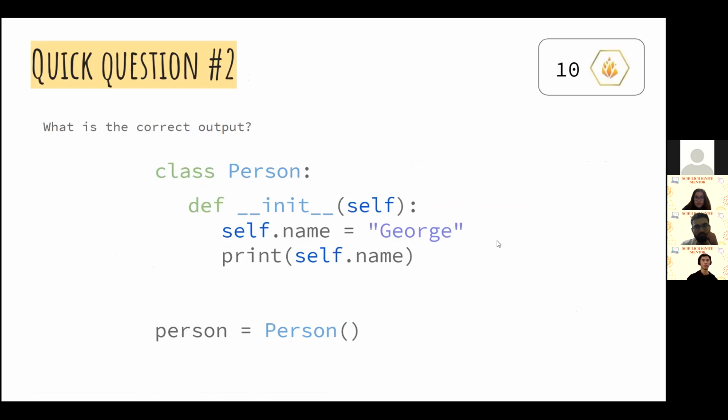Which brings us straight up into quick question number 2. What's going to be printed out when we run this thing?